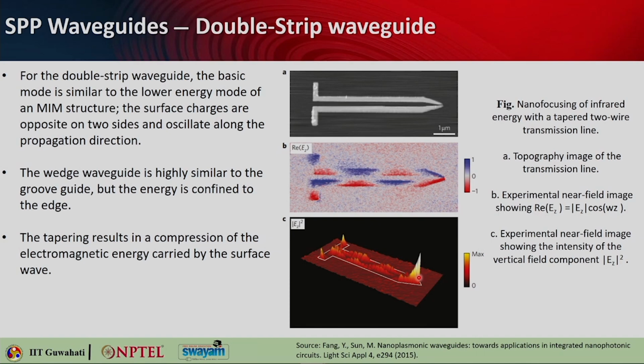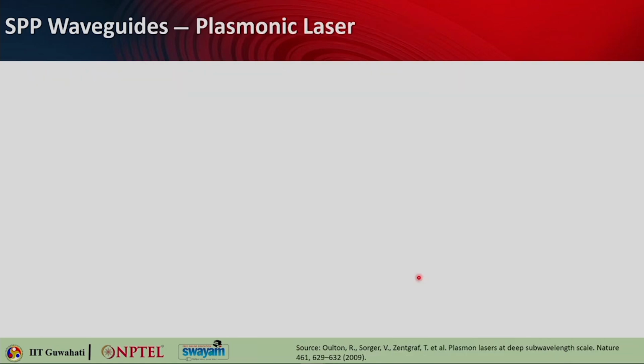So this way you are able to localize energy at a particular point, or you can take out energy from particular points. So that way you are able to guide and manipulate the optical field or optical energy in sub-wavelength dimension.